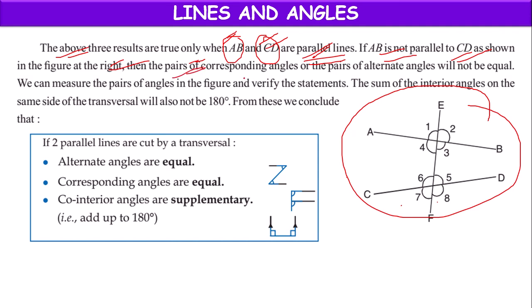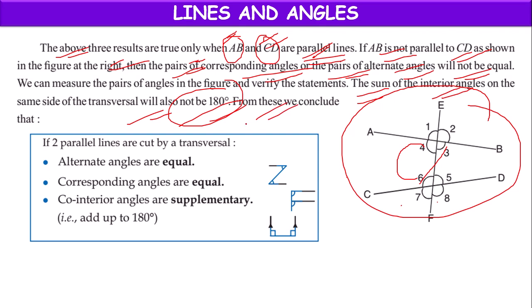then the pairs of corresponding angles or the pairs of alternate angles will not be equal. We can call them corresponding angles, or we can call them alternate angles, but they are not equal. Only if the two lines are parallel will they be equal. So the sum of interior angles will be equal to 180 if they are parallel. If they are not parallel, it won't be equal to 180 degrees.